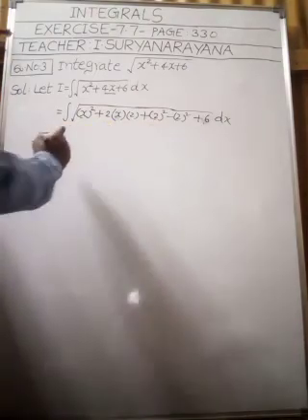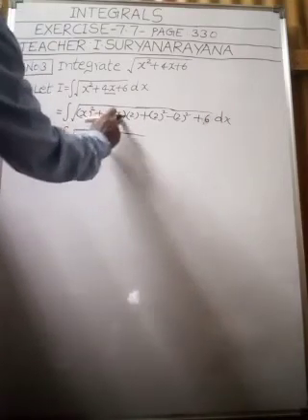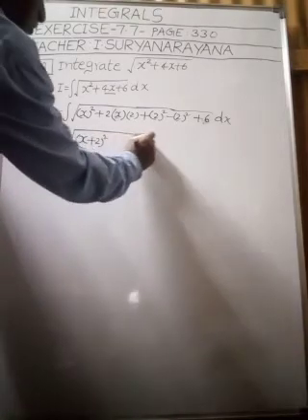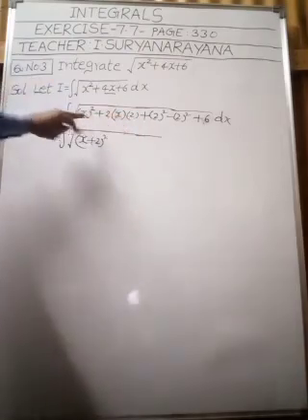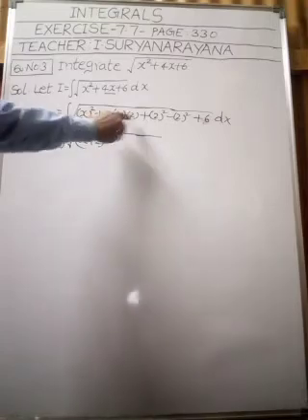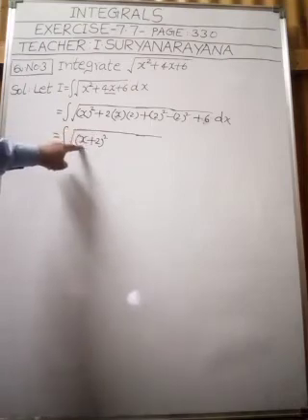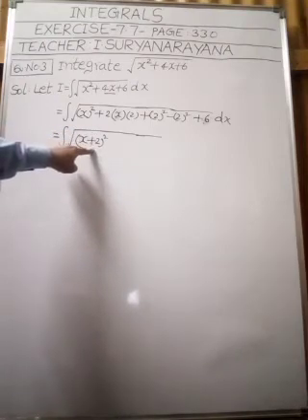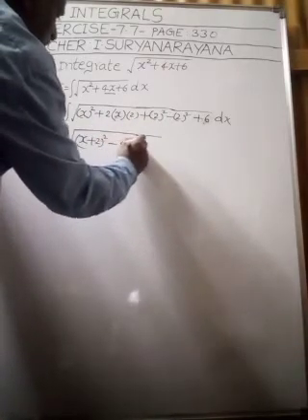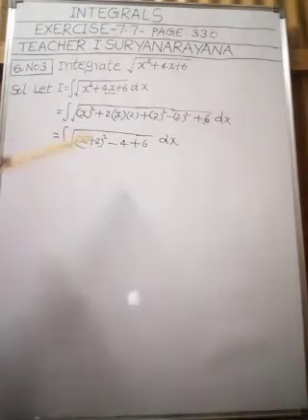This is equal to integral square root of these three terms, which can be written as x plus 2 whole square. These first three terms can be written as x plus 2 whole square because they are in the form of a square plus 2ab plus b square. This can be written as a plus b whole square, where a means x, b means 2. Understood this x plus 2 whole square, my dear children? Minus 4 plus 6 dx. Understood this part?